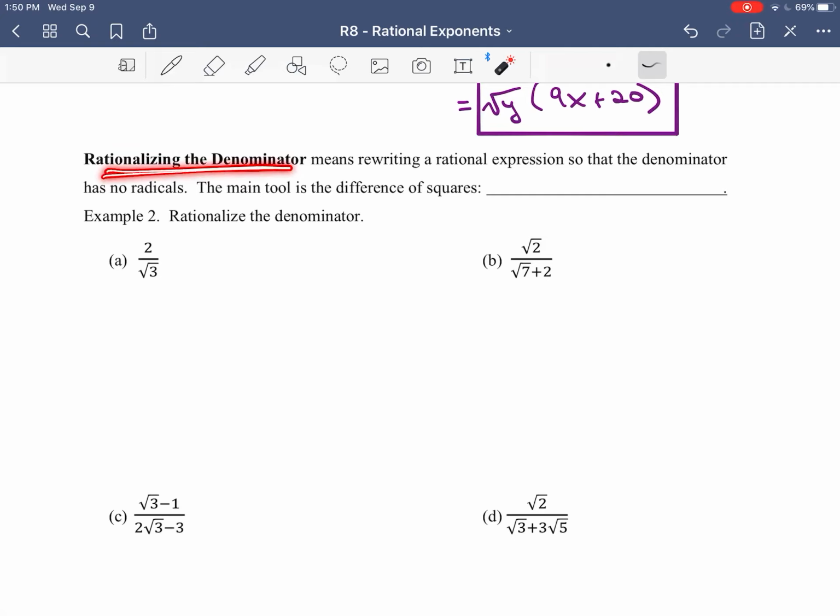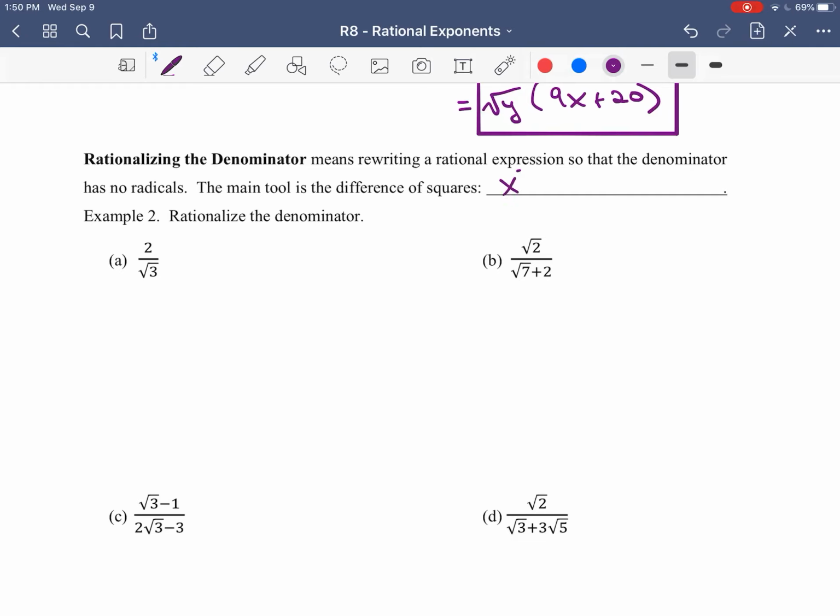But what it means to rationalize the denominator is that you write a new rational expression so that the denominator has no radicals. Okay, so there's no roots in the denominator. And the main tool that we're going to use is the difference of squares. Most of the ones we're going to do just have square roots.